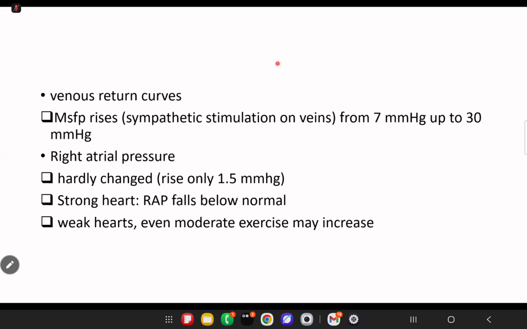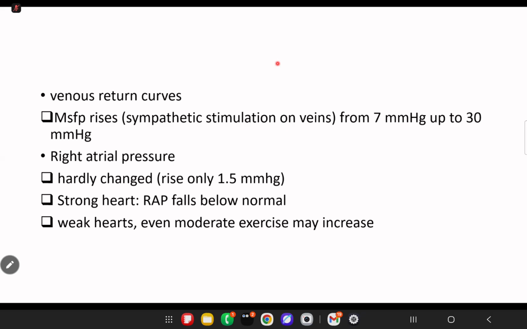The sympathetic stimulation also changes your venous return curve. It will shift it up as well as to the right. So from a normal mean systemic filling pressure of about 7 millimeters of mercury, it can rise to about 30. In larger people with larger hearts, like marathon runners, it actually falls below normal.